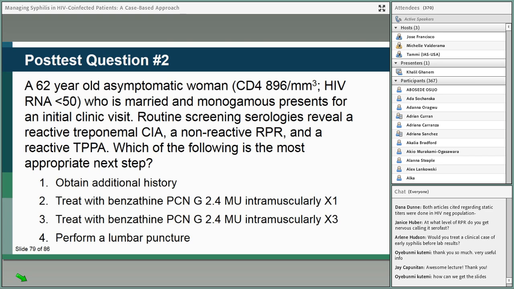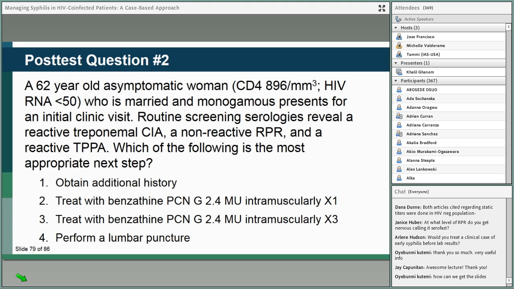Perform a lumbar puncture, treat with benzathine penicillin, treat with benzathine penicillin times 3, or treat with intravenous penicillin for 14 days. So remember, this gentleman has otic signs and symptoms, otic signs and symptoms only, no neurological signs and symptoms. Am I pushing you towards the right answer? I think I am.